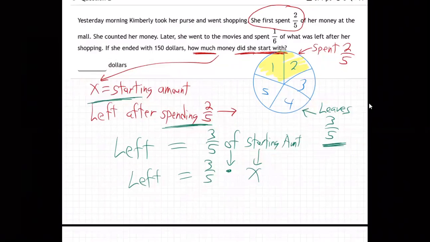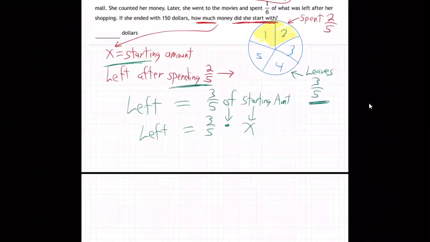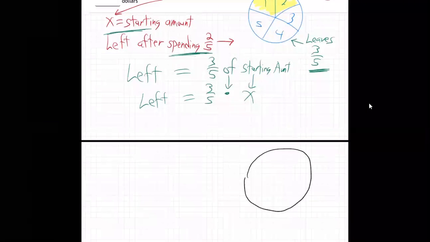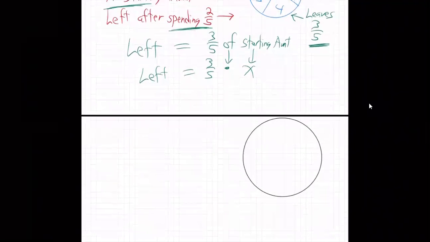Now she goes again. Later, she spent 1/6 of what was left. She counted her money and spent 1/6 of what was left. So we're going to do this again, aren't we? The second time, we've got another pie. Whoops, I didn't have my drawing tool on. That's my freehand drawing. There's the tool helping me. All right, so break this into sixths.